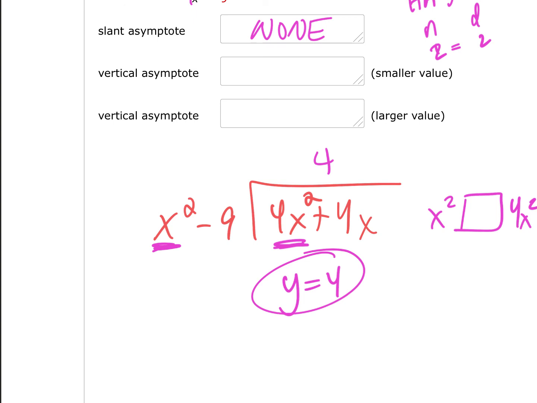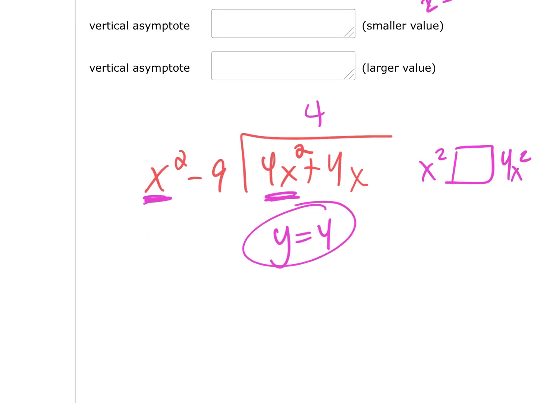Yes, sir. What happens if you just leave it as y equals 4? Would you get points off? Yes, because a slant asymptote is a slanted line. Y equals 4 is a horizontal line. It's not slanted. Your slant asymptote has to have an x in it, and that doesn't, so that's why there's none.